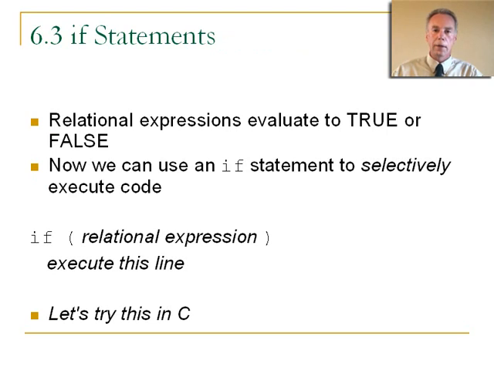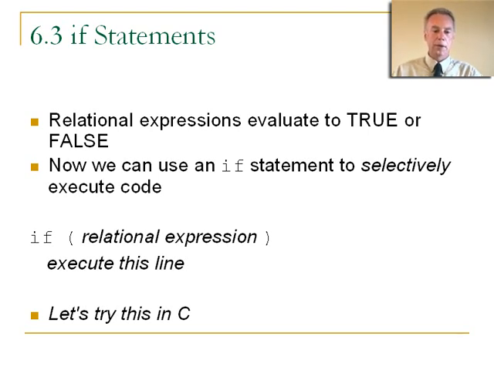Okay, now let's look at the if statement in C. And we have relational expressions that we create using the relational operators, and they will evaluate to true or false. So we're going to look at how to make an if statement to selectively execute some code. So here's the general form. We use the keyword if, lowercase as usual, and then a relational expression inside of parentheses. So if something is true, then do this.